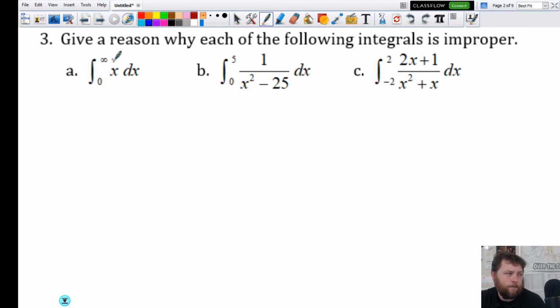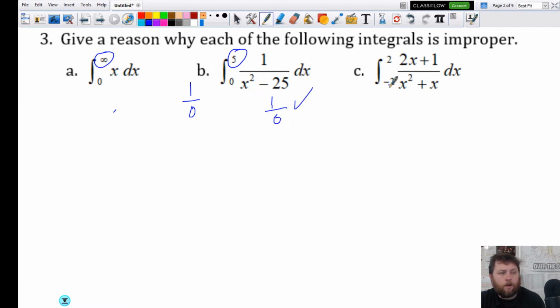Moving on. Reason why each of the following integrals is improper. So to be improper, one way is it's got infinity. So A is because it's going to infinity on one side. Now, this one's improper because also if you do a divide by 0 at any point on the limits or in between, that's bad. When you plug in a 5, that's going to make it a 1 divided by 0. So that's why it's improper.